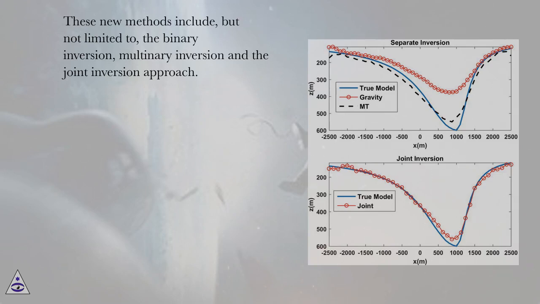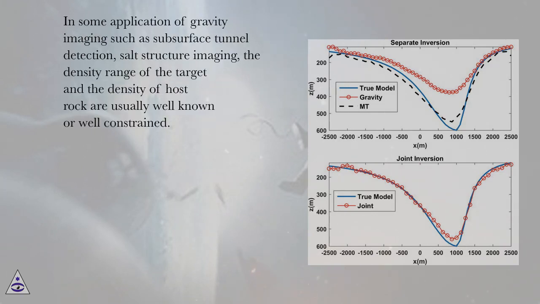These new methods include, but are not limited to, the binary inversion, multinary inversion and the joint inversion approach. In some applications of gravity imaging, such as subsurface tunnel detection and salt structure imaging, the density range of the target and the density of host rock are usually well known or well constrained.